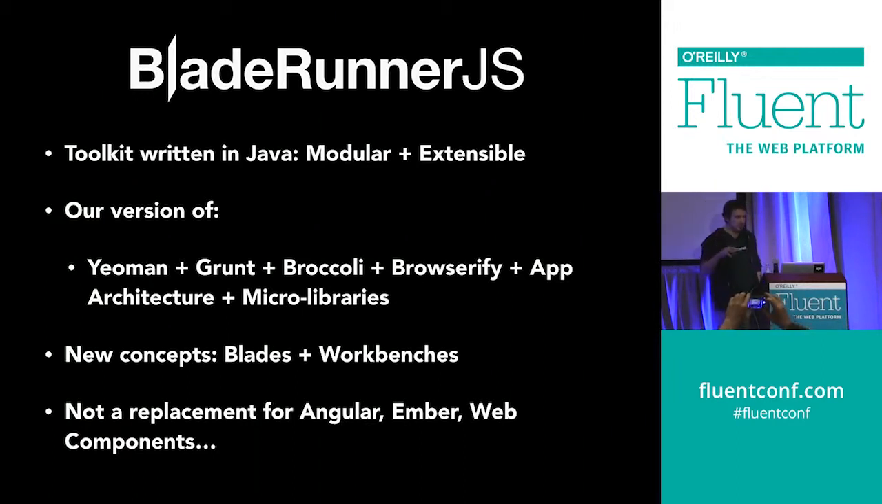We want to be able to support these other types of languages, and that's what we've done with the whole toolkit. We tried to identify things that can change and make those plugins. Now, this is quite a grand claim. We're obviously not doing everything that these things are doing, but we're doing bits of what these things are doing. So if you needed an idea of what it is that BladeRunnerJS is, it's kind of yeoman, grunt, broccoli, browserify. It's a thin level of application architecture and some micro libraries. We've come up with a couple of new concepts which actually fit reasonably well with the idea of web components, the idea of blades, a vertical slice of functionality, and workbenches. And you'll see more about what those are shortly.